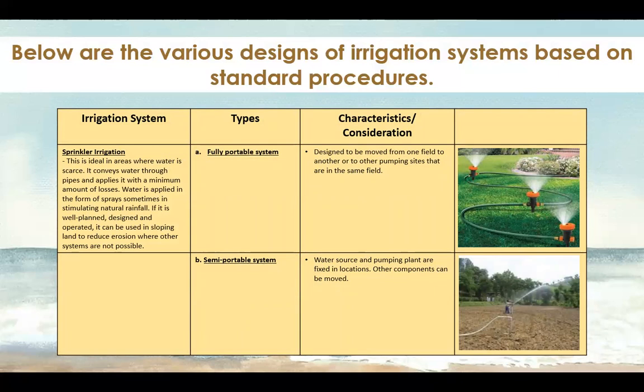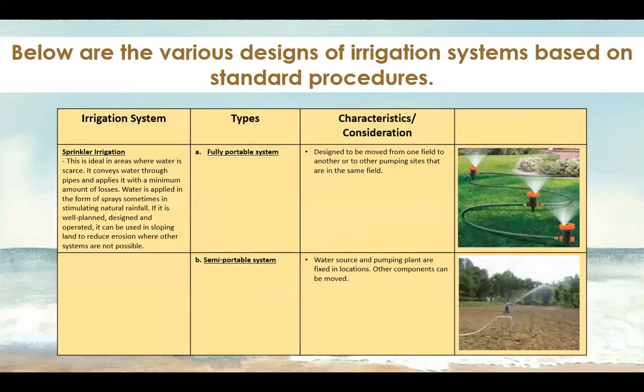We have different types of sprinkler irrigation. We have three actually. Number one, the fully portable system. Number two, the semi-portable system. And the last one, the fully permanent system. Let's talk about the characteristics of a fully portable system. A fully portable system is designed to be moved from one field to another or to other pumping sites that are in the same field.